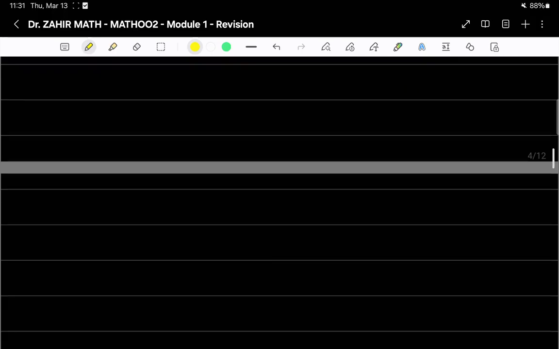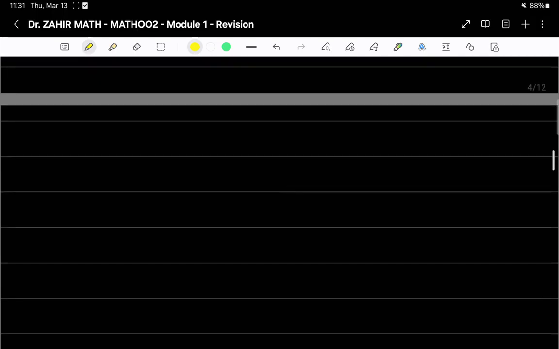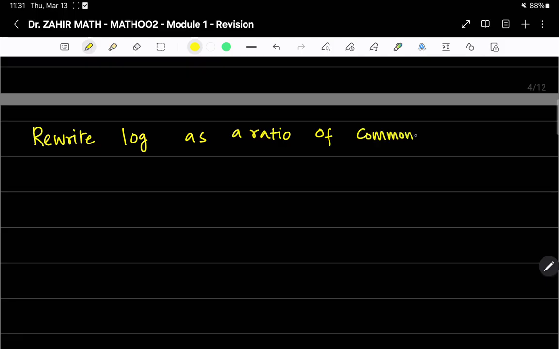The next idea is we are going to rewrite some log as a common logarithm and natural logarithm. Okay, so the next question is rewrite the log as a ratio of common log and natural log. Common log means log, natural log means ln.